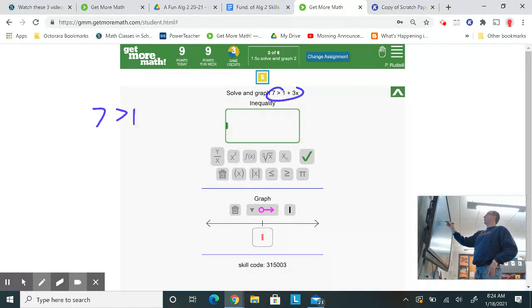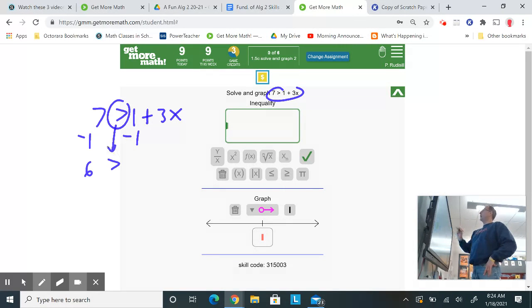So let's take our inequality. I'll write it over here where I have more room. Treat it like an equation. You want to get the variable by itself. Since I subtracted 1, the sign stays the same. What I mean by the sign stays the same, greater than, just slide it down. Now I've got to divide by 3. Dividing by a positive is okay, so the sign stays the same.